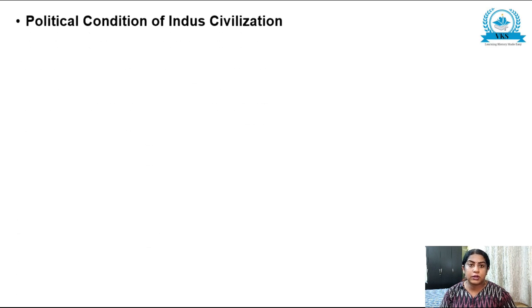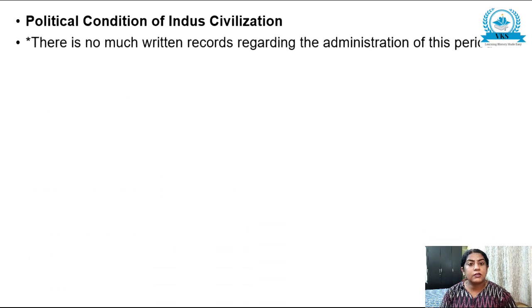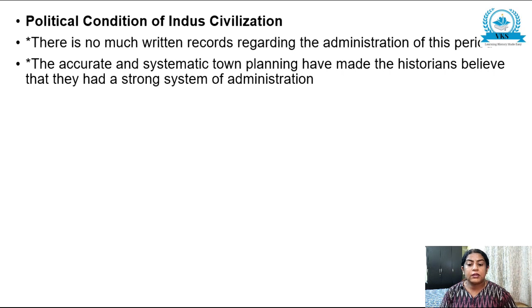Next, what I said is you will have to add some points from the political, social and economic conditions, because the question is about the salient features. If a 5-mark question only about town planning comes, you can stop with this. Now this is a 10-mark answer, so you will have to add the points. Political condition of Indus Civilization. There are not many written records regarding the administration of this period. The accurate and systematic town planning has made historians believe that they had a strong system of administration.